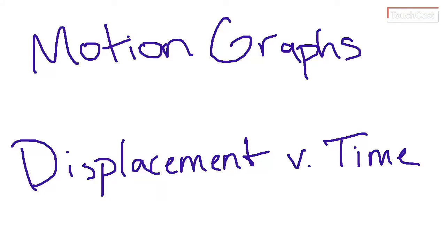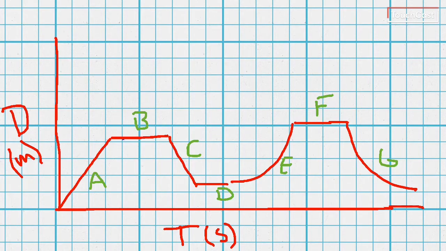Hi, I'm Mr. Evans, and today we're going to continue our talk on motion by covering motion graphs. In particular, we're going to be working with displacement versus time. To begin, I've drawn a graph with several different types of slopes, just so we can practice identifying what different trends look like. I'm going to work through A through G, and hopefully you can follow along.